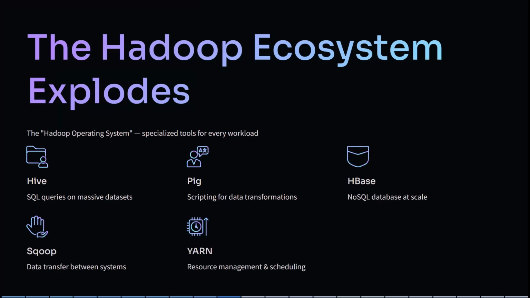As Hadoop grew, more tools were added. Hive lets users write SQL on big data. Pig helped with scripting and transformations. HBase provided a NoSQL database. Sqoop moved data between systems. And YARN helped manage cluster resources. This turned Hadoop into a complete platform.